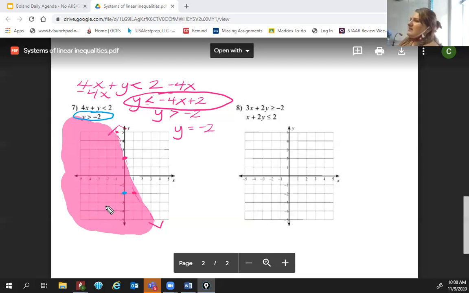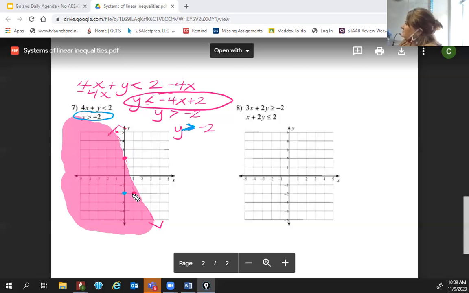Now, does it make sense for my line to be vertical? Wouldn't that just make a y-axis? Yeah, that would be crazy. Why would they tell me to make a y-axis, right? It's the opposite of what you think. This is saying y is greater than -2.